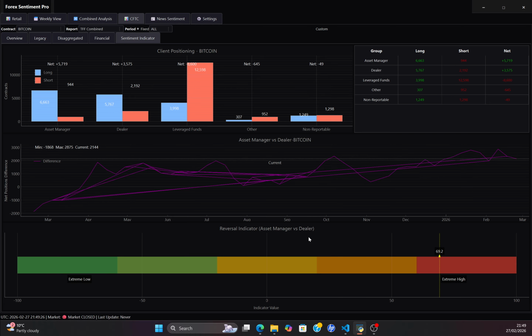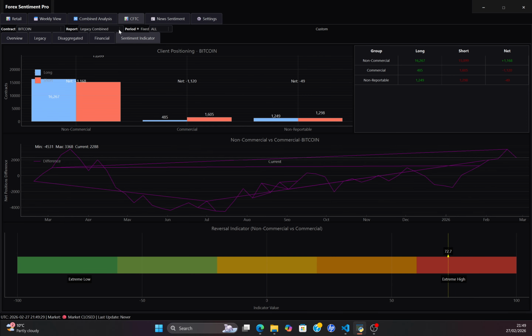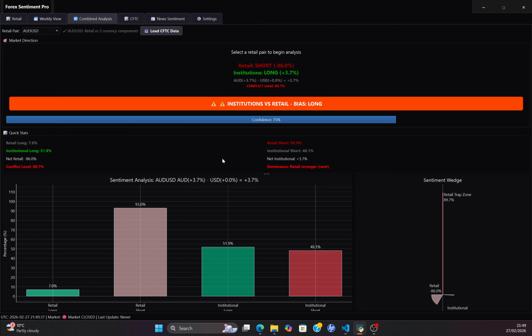If you select legacy, you see they're also very aggressive on Bitcoin. Then we come to combined analysis, which is a combined analysis of mine. I believe the analysis is based on the theory that the market is most of the time moving against retail traders' positions in the market.